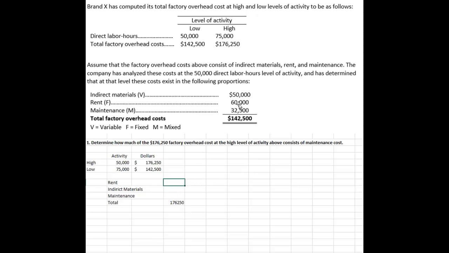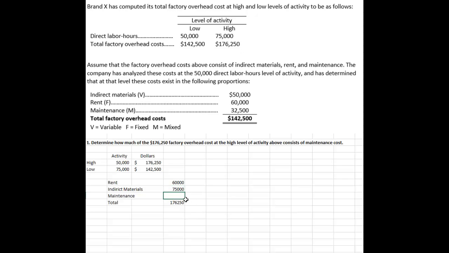We know the rent is fixed, so it's 60 grand regardless of what the level of activity is, whether it's 50,000 or 75,000. So I know this cost doesn't change, so my rent is going to be $60,000. And I know my indirect materials are variable, and you can do this in your head, right? It's $1 per direct labor hour, $50,000 at 50,000 labor hours. So if my activity level is 75,000 at this 176,250, and it's $1 per direct labor hour, I know it's going to be $75,000.